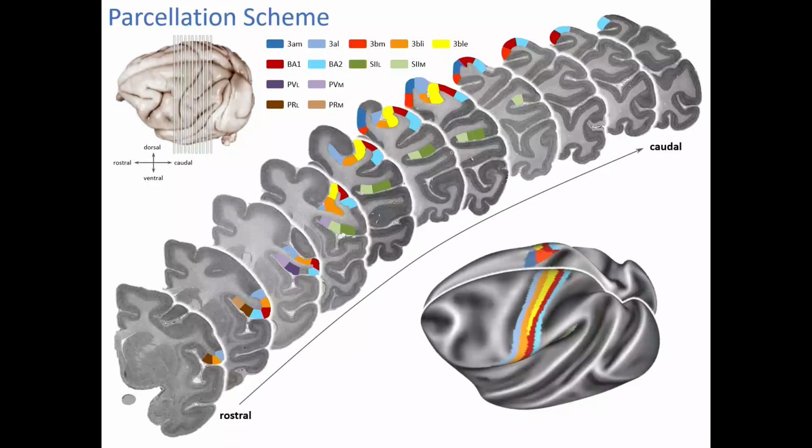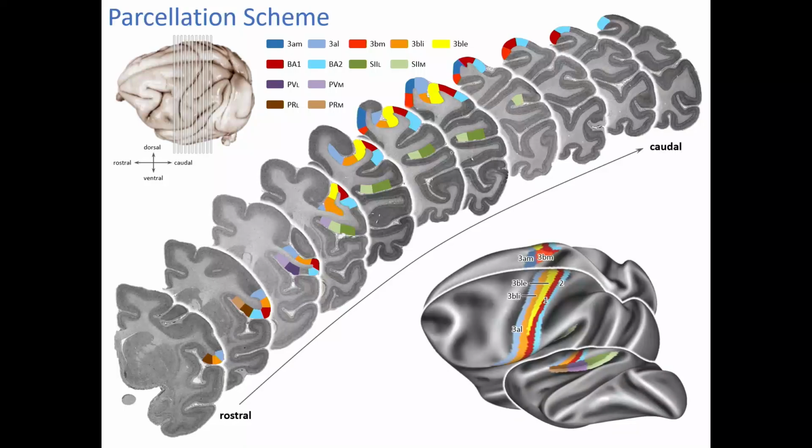Within the primary somatosensory cortex, we confirmed the existence of the previously described areas 3A, 3B, 1, and 2. Additionally, we identified medial and lateral subdivisions of 3A and 3B respectively. Furthermore, the latter part of 3B could be subdivided into an internal and an external subdivision. Within secondary somatosensory cortex, 6 identified areas are arranged in 3 rostro-caudal zones.